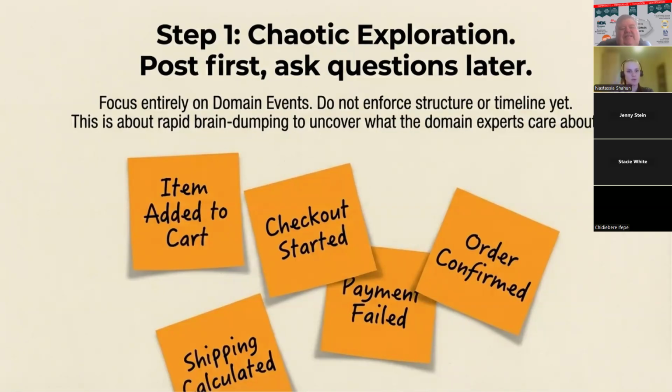So now let's walk through how an event storming session actually unfolds, following the four steps. The first step is what I call chaotic exploration. People write down the main events on sticky notes and post them on the board quickly, without worrying about order at first. This is very intentional here. At this point, we want speed, not perfection.